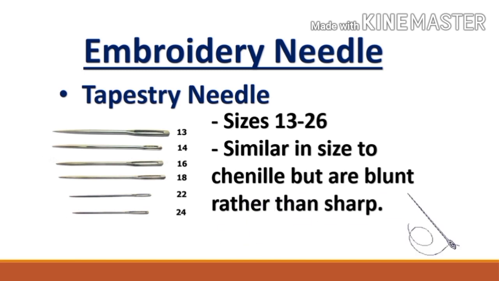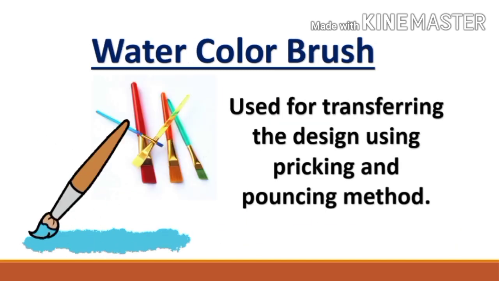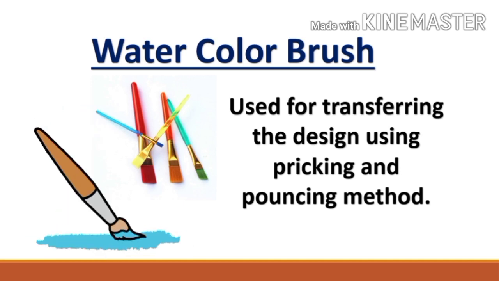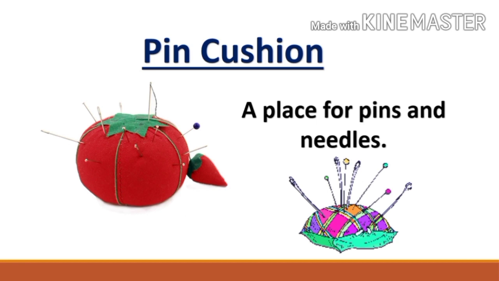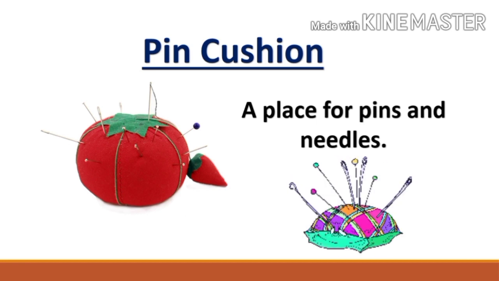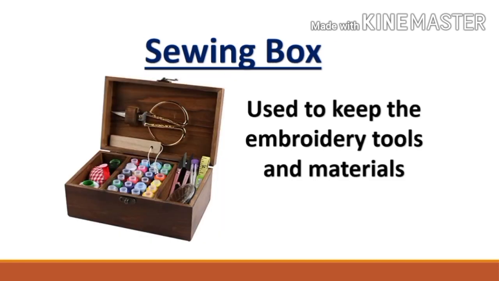The other tool used in embroidery is the watercolor brush. It is used for transferring design using pricking and pouncing method. Pin cushion. It is a place for pins and needles. Tracing paper. It is used for tracing designs. Sewing box. It is used to keep the embroidery tools and materials.